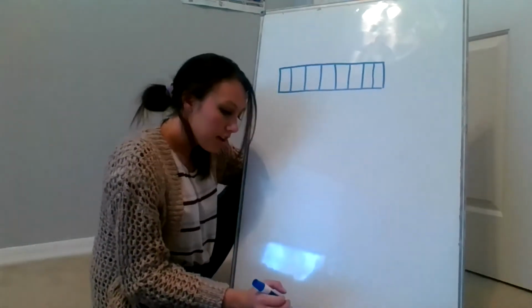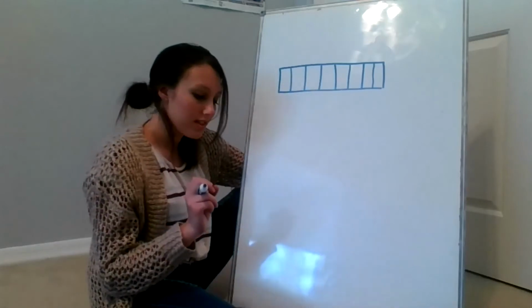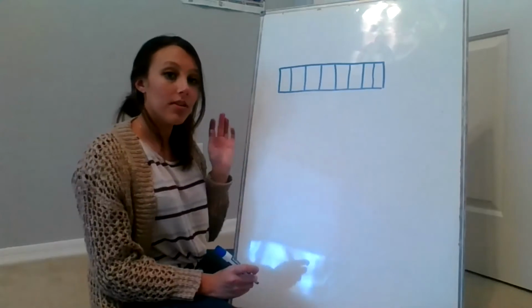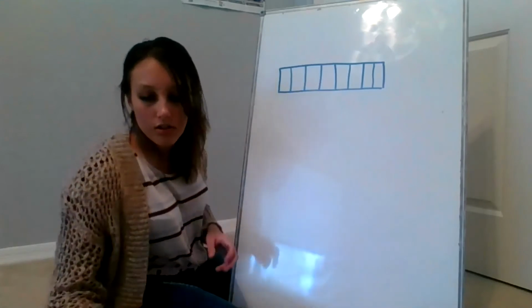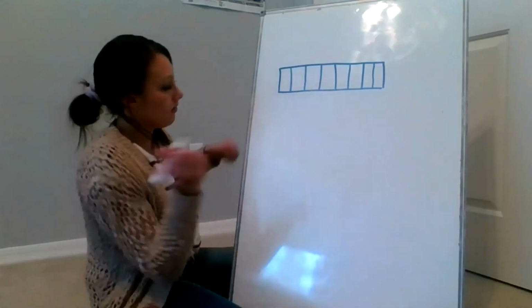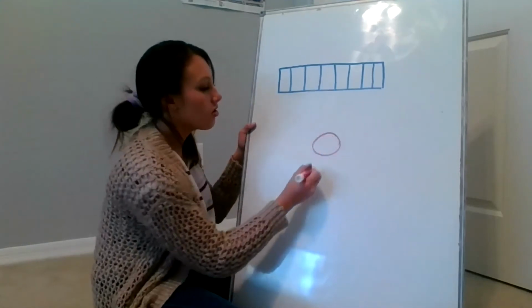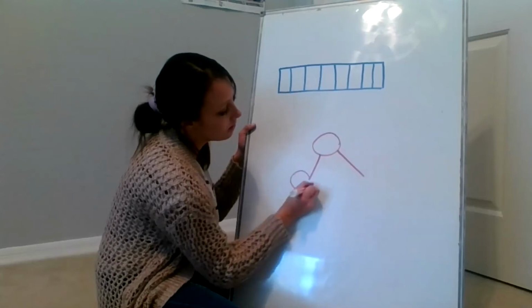Next step, I would like you to decompose this fraction into 2 different ways. So for example, I'm going to do one example and I want you guys to find 2 other ways. We're going to use a bond to represent our answer. And this is what a bond looks like. It's our circle at the top and it's going to have 2 circles that connect to it.